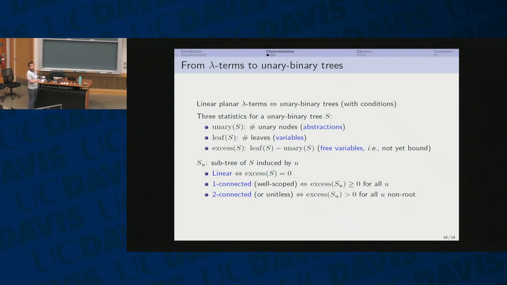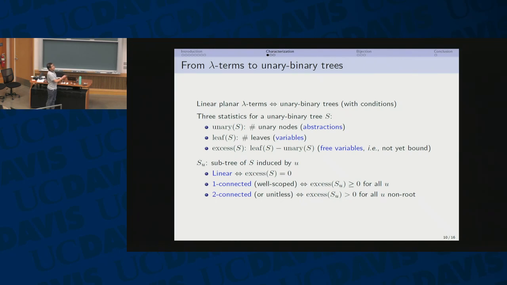First is the number of unary nodes, so the number of abstractions in a term. Second, the number of leaves, which are the number of variables. And the third one is the most important one, the excess, which is simply the number of leaves minus the number of unary nodes. For lambda terms, they stand for free variables, meaning variables that are not yet captured by abstractions.